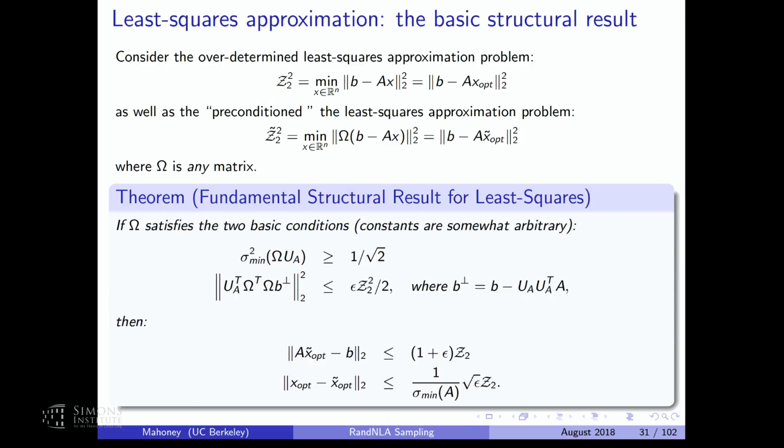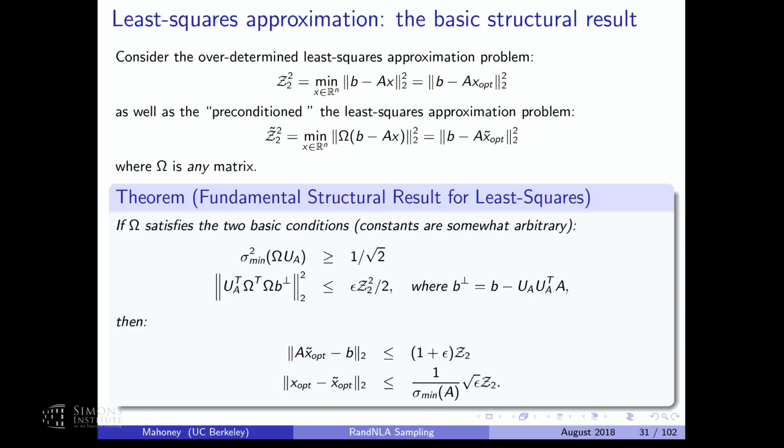So this is a structural result. There's no randomness in this statement. This was the original result when we first had the relative error result. And there's no randomness in the statement, so you could use the left singular vectors as omega. Maybe not quick to compute them, but you could. You could use any matrix you want. You could run an algorithm and check these conditions after the fact.